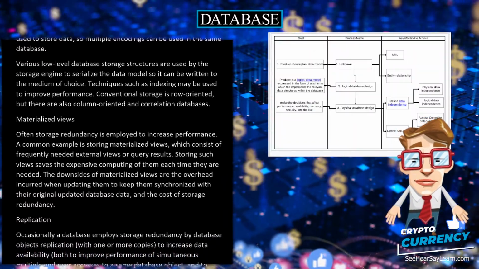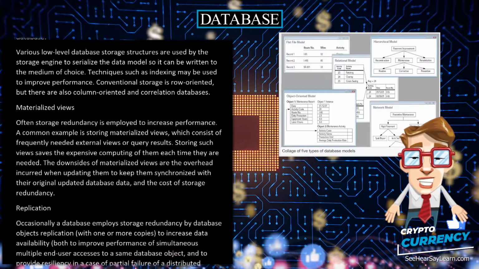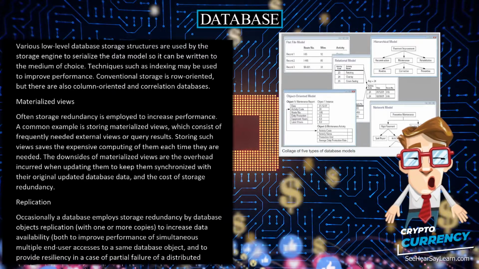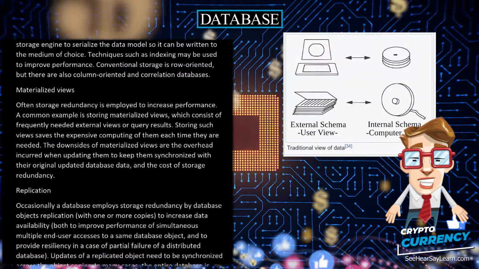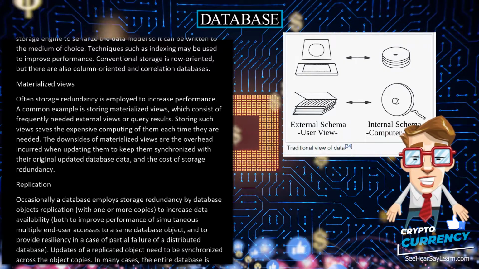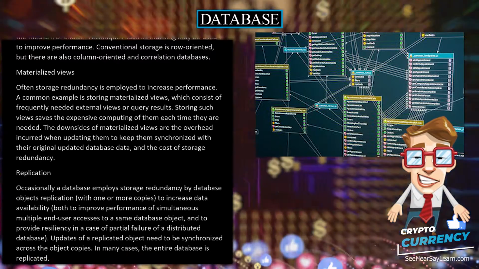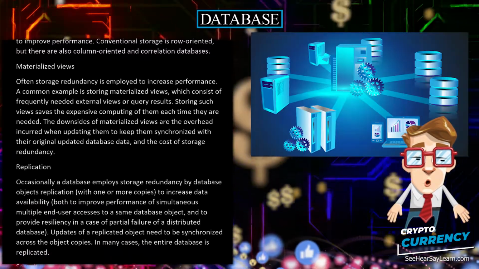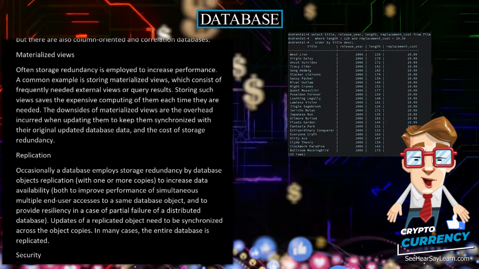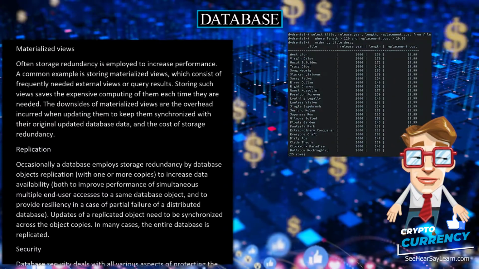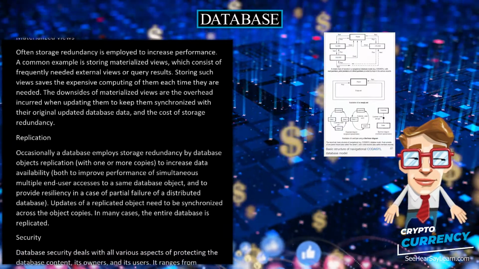Replication. Occasionally a database employs storage redundancy by database objects replication, with one or more copies, to increase data availability, both to improve performance of simultaneous multiple end-user accesses to a same database object, and to provide resiliency in a case of partial failure of a distributed database. Updates of a replicated object need to be synchronized across the object copies. In many cases, the entire database is replicated.